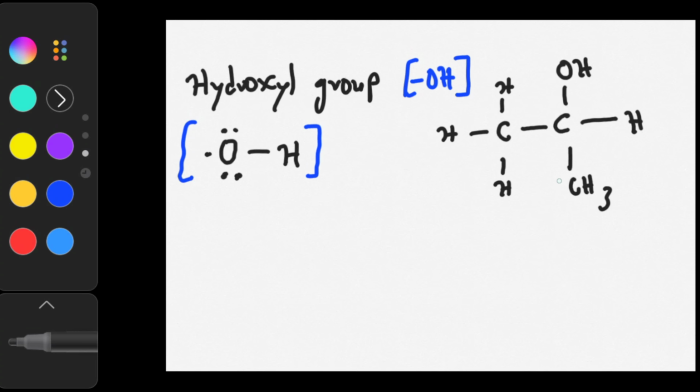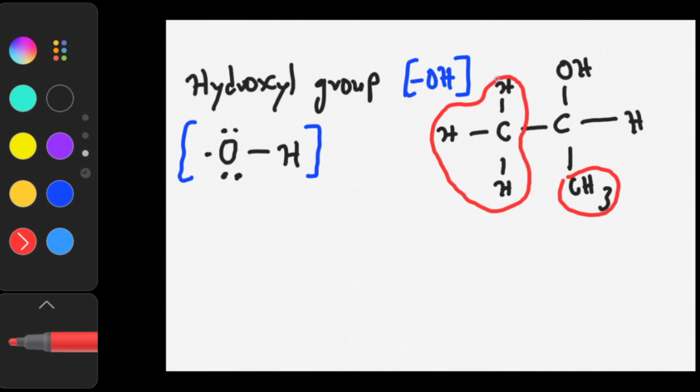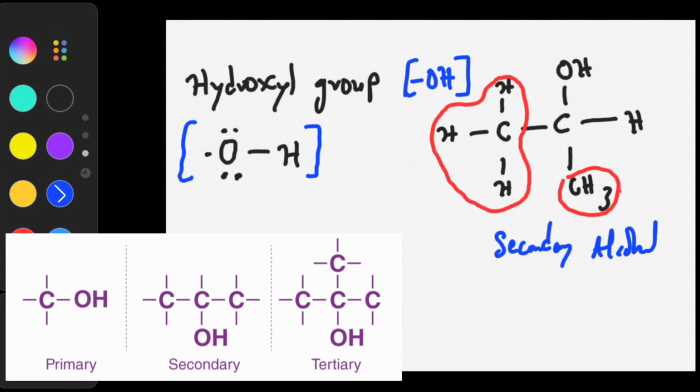Basically, if you want to know what classification this alcohol falls into, what you have to do is to look at the alkyl group. So this is an alkyl group, if you agree with me, and this is another alkyl group. Can you see that? This is CH3, this one too is CH3, but I just wrote it in a different way. So we have two CH3 groups bonded directly to the carbon bearing the OH functional group. You can see both of them are bonded to that carbon bearing the OH functional group. That makes that alcohol a secondary alcohol. Can you see that?